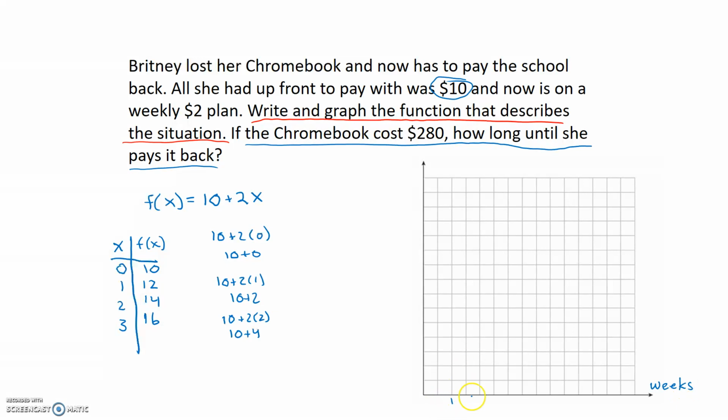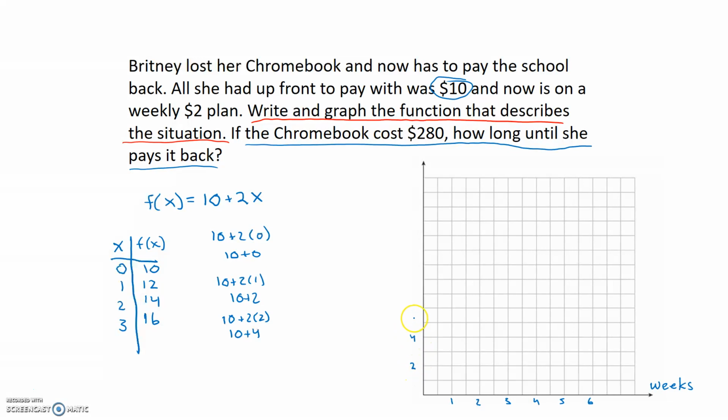I'm gonna skip a few here. 1, 2, 3, 4, 5, 6. I don't have to go that far. Now on my y-axis, it looks like we're going from 10, 12, 14. So maybe it'd be appropriate, I mean, you could do by ones, but let's go by twos. So hopefully I have enough space here.